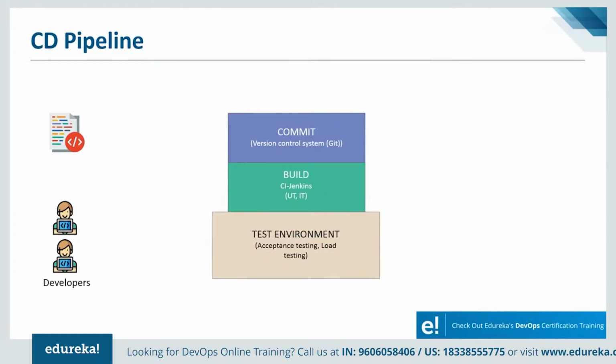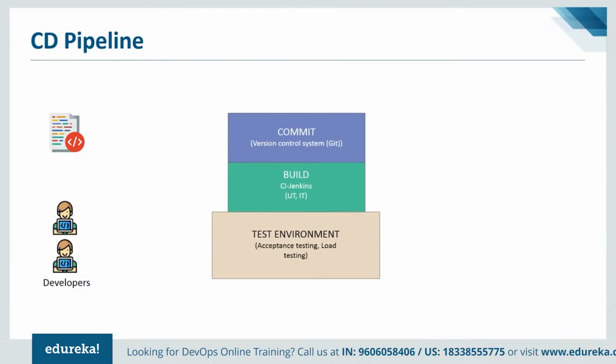Alright. So now let's move on to the test environment. Now this is the most important part of a continuous delivery pipeline because it will make sure that the software is always in a production ready state. That is, the software has to always be in such a state that it's ready to release. Okay. Now let's see how the testing environment makes sure that the software is always in a production ready state.